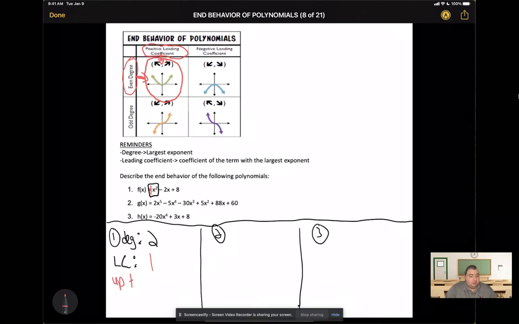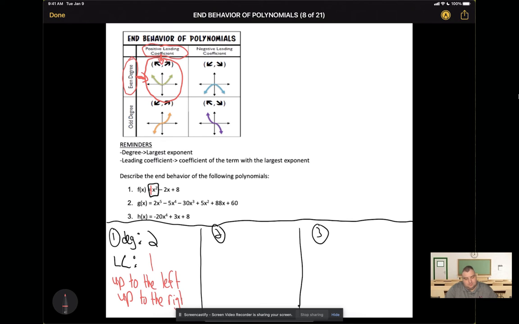The way we would describe it is up to the left and up to the right. So up to the left and up to the right. That's what that picture means.